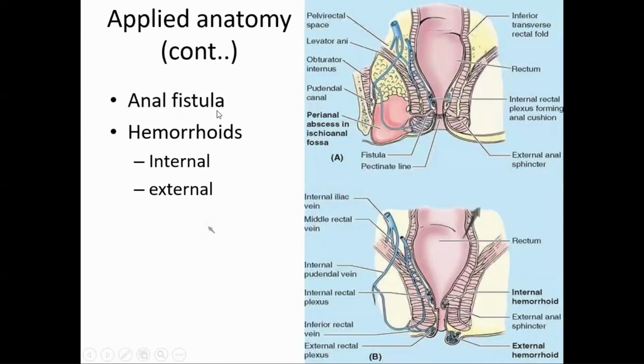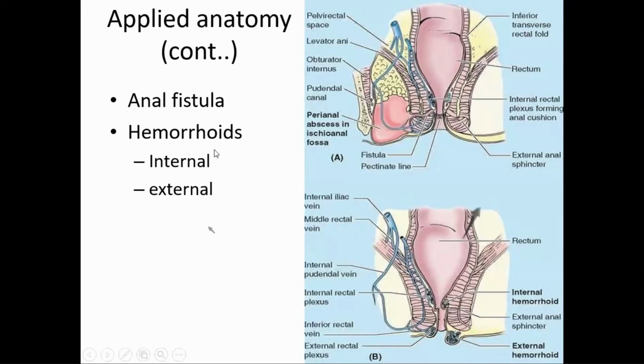Now another is the anal fistula. An anal fistula is a tract which communicates two surfaces, the anorectal mucosa with the skin. So an anal fistula means a bridge or tract which communicates the mucosa with the skin or the external surface.